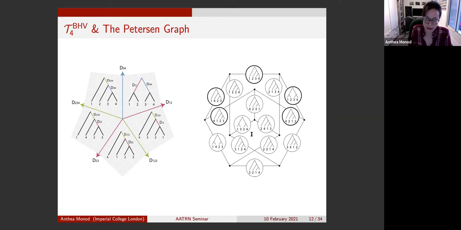So basically, in the case of four leaves, you can completely characterize the space by the Petersen graph, this figure here. So in the case of four leaves, everything is nice, and you can actually do everything explicitly and by hand. But of course, as the number of leaves gets larger, it gets much more complicated. Okay, so this is the construction of BHV space, right?